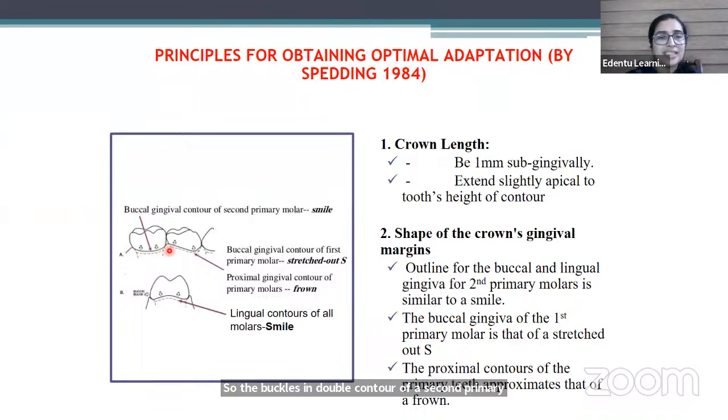And talking about the buccal gingival contour of a first primary molar, it is to be a stretched out S. And in the case of the proximal surfaces, you should always give a frown shape. And the lingual contour is always a smile in the case of the molars. So these are the different principles as given by Spedding. If you could pen it down, it would be extra information, and you could also fetch good marks.